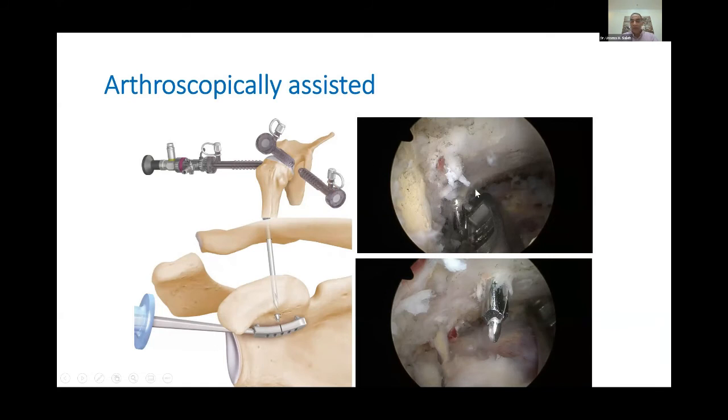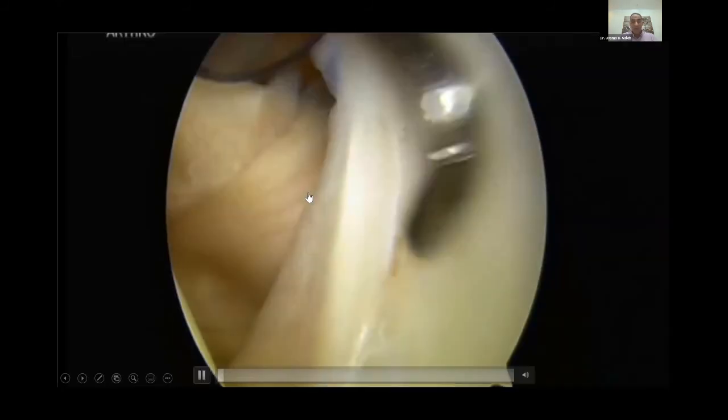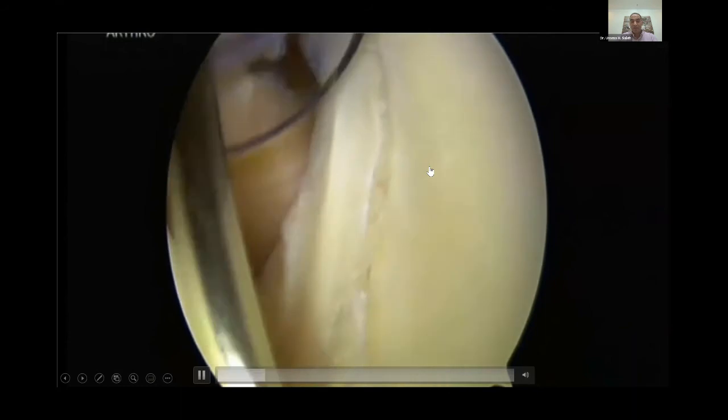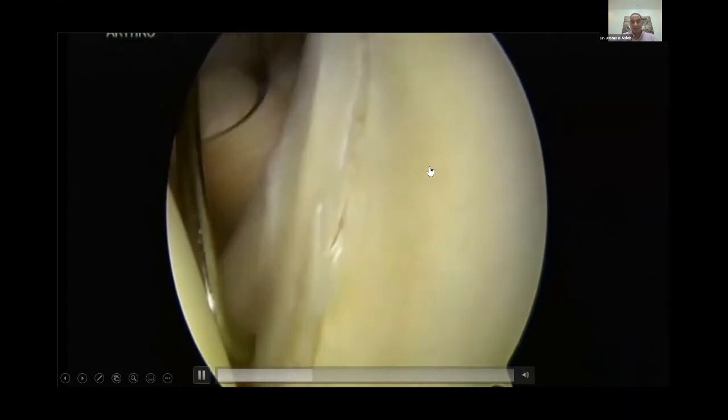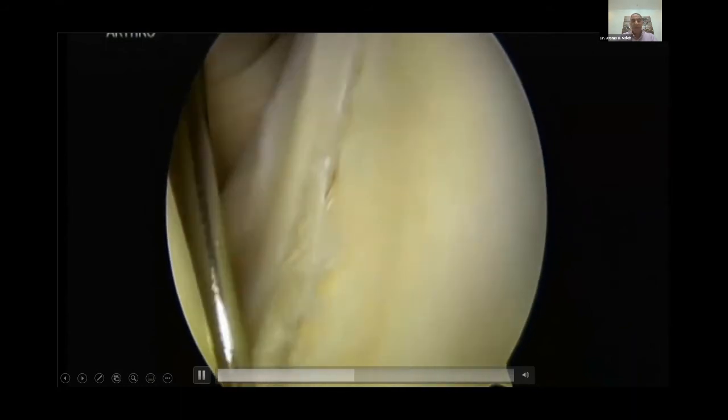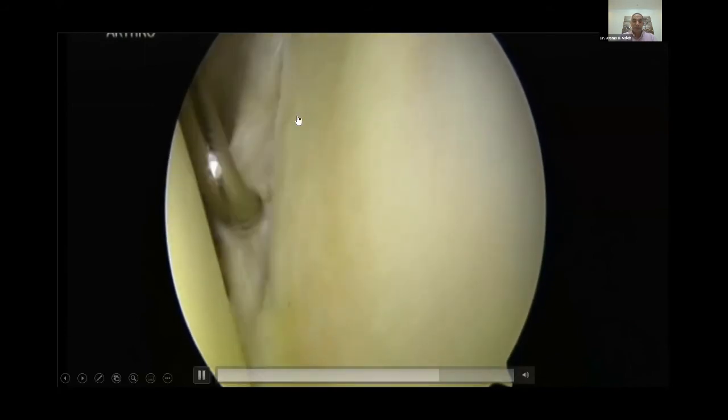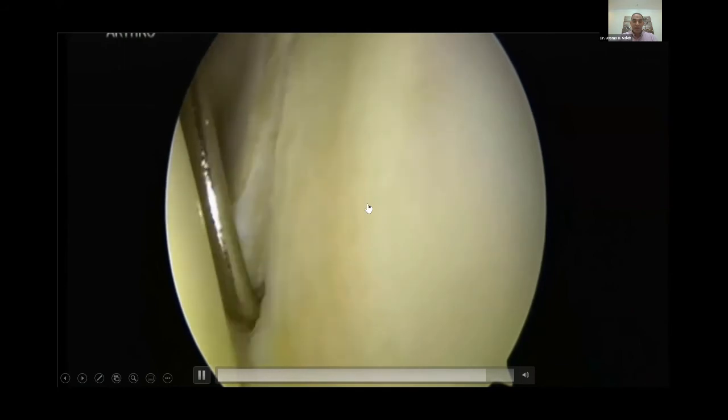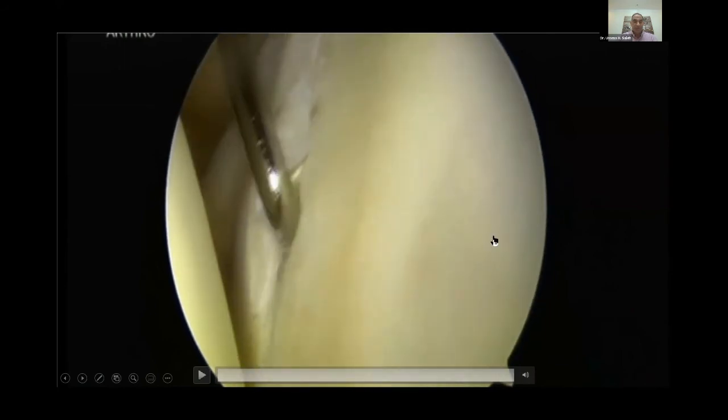Why do I do it arthroscopic assisted? I'll start my presentation with this. These are four patients. I just did AC joint repair in the last couple of months. That's the left shoulder. Look at the anterior-inferior labrum in this patient.